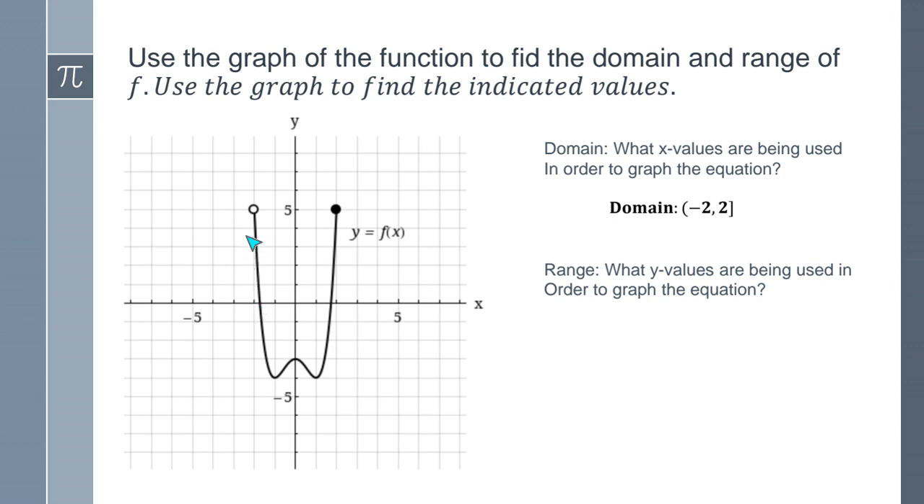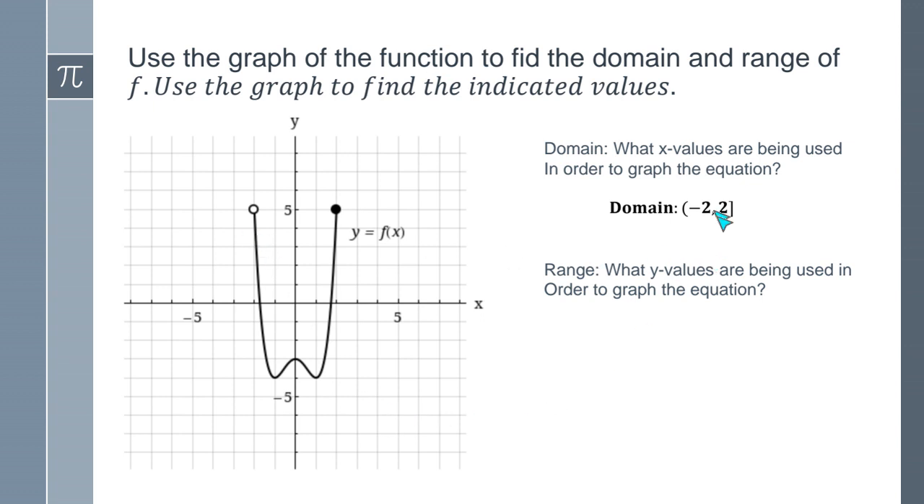But if you notice the difference here, on -2, I have a parentheses. And the reason I have a parentheses is because -2 is not part of the graph, and we know that if it has an open circle like this. And at +2, since it's a filled circle or it's shaded, then we use the bracket. So the domain goes from -2 to +2.